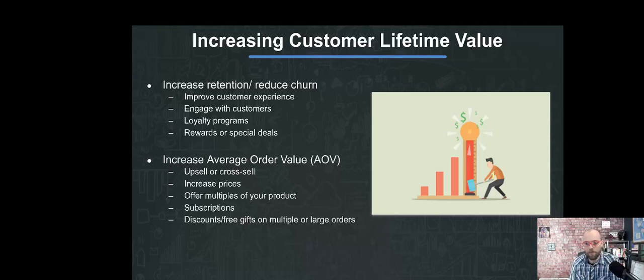Another real simple way to increase average order value is to increase your prices. As I've said, if it costs $1,000, put it up to $1,100. If you increase 10%, you'll get 10% more coming in. Offer multiples of your product. Clearly, this doesn't work with the plumber.